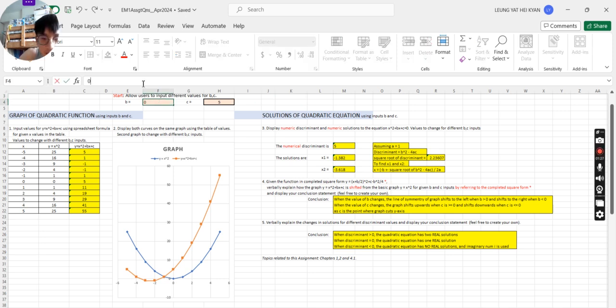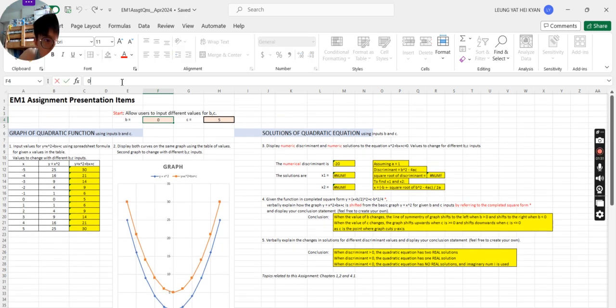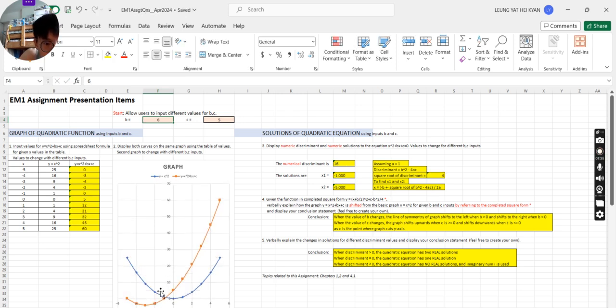So let's say b is 0. As you can see here, if I change the value to a positive number, so let's say 6, it will shift to the left here. Or let's say I want it to be a negative number, or negative 6, it will shift to the right over here.